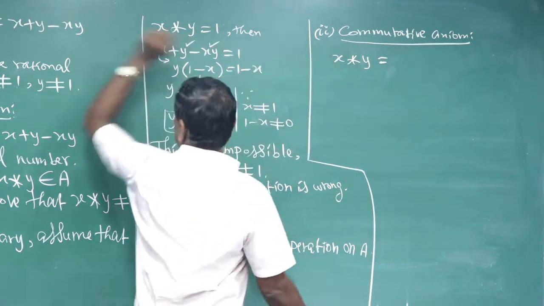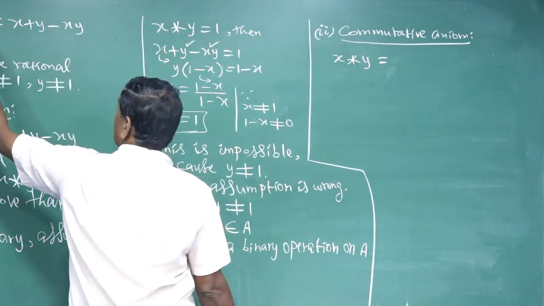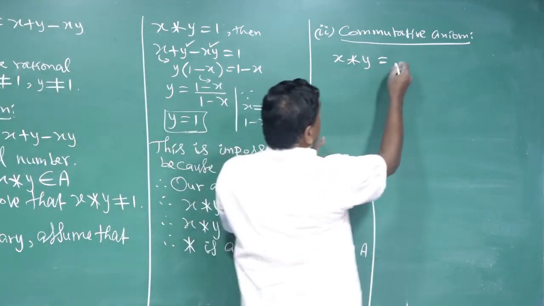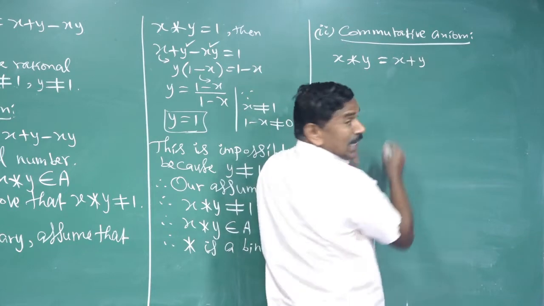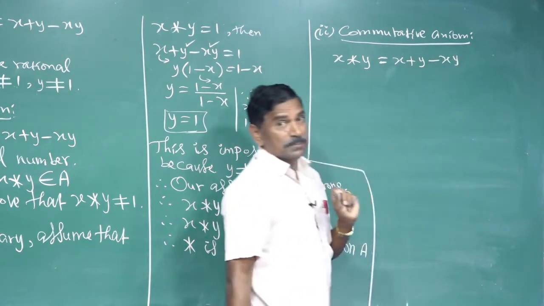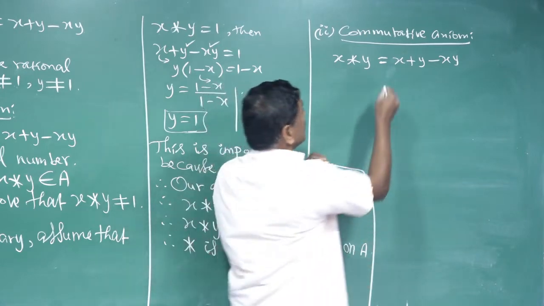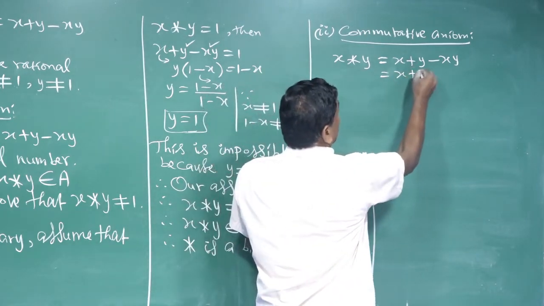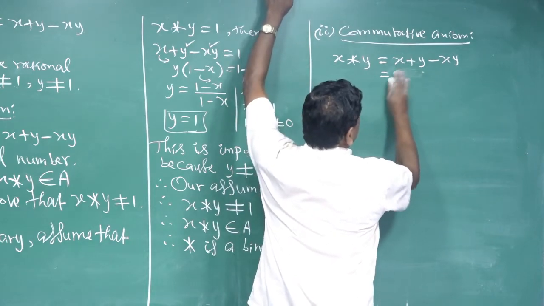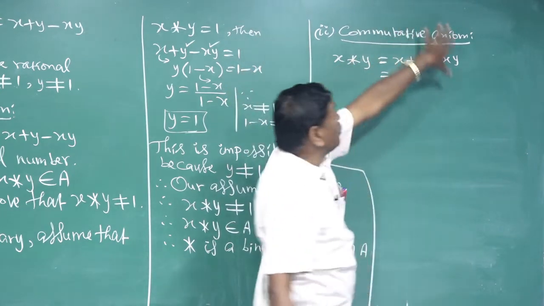Yes, the condition for star is first element plus second element minus first element into second element. That is the condition. Which is equal to x plus y... Now we want to prove the commutative axiom.